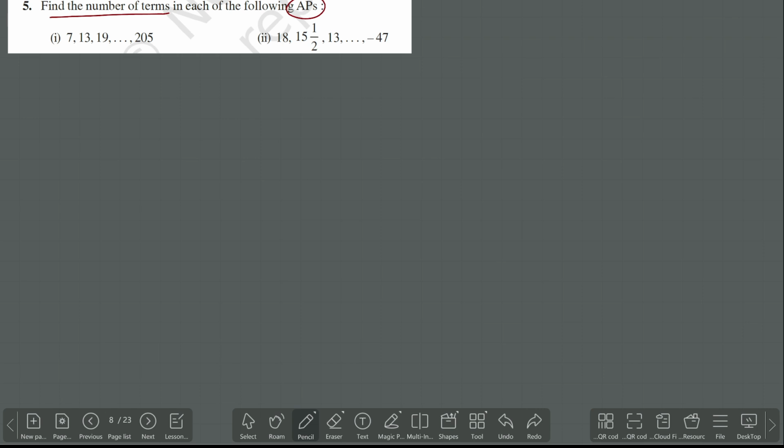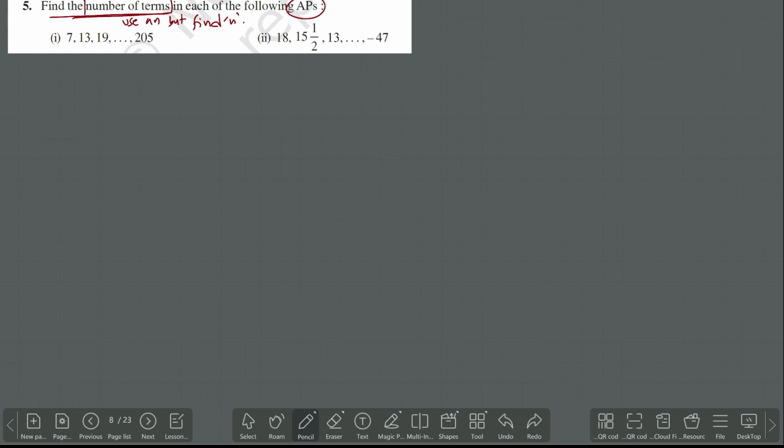an formula. Find, an formula need to use. See, they said number of terms. That is the keyword. So we can use the an formula, but we should find n. We should find n. That is the keyword I said in the previous question. Okay, so we should use the an formula.